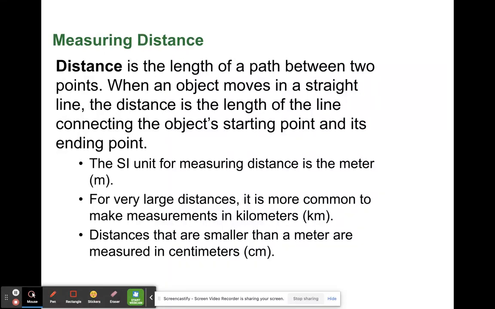For very large distances, sometimes we use kilometer, but it's important to note that the standard unit, the SI unit, is meters. So kilometers is like a mile, but it's not quite. But the SI unit, the standard one, the one that we need to do all of our equations, will be in meters. For distances that are smaller than a meter, we use centimeters. So centimeters is kind of like inches.